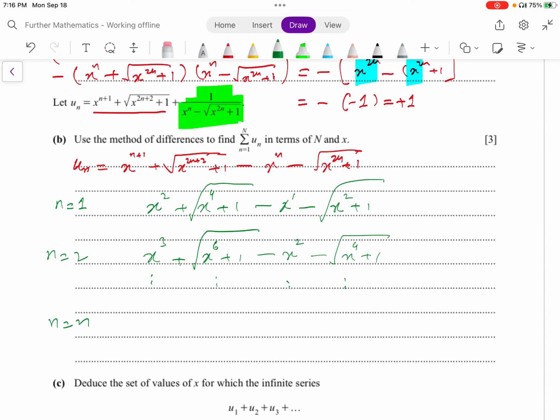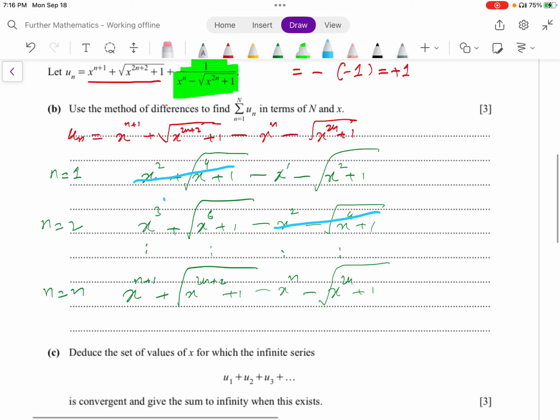Similarly, if we keep doing that, we are going to get n equals n, and this will be x to the power n plus 1 plus the square root of x to the power 2n plus 2 plus 1, minus x to the power n minus the square root of x to the power 2n plus 1. So we see the terms are being cancelled. So this entire term will be cancelled with its second term in this second row.